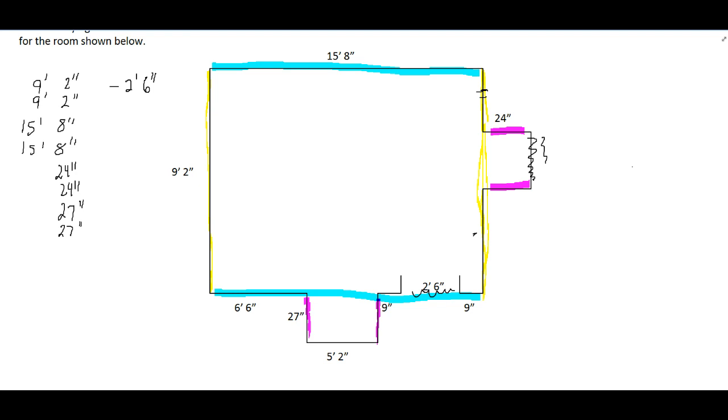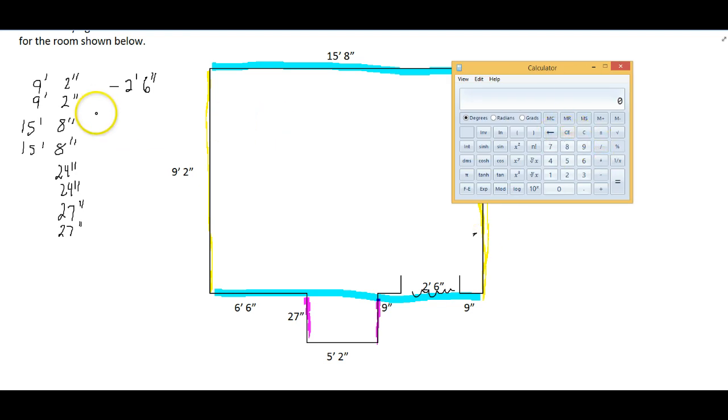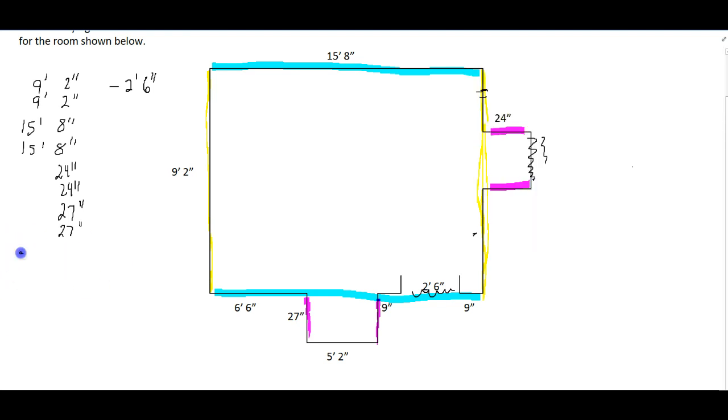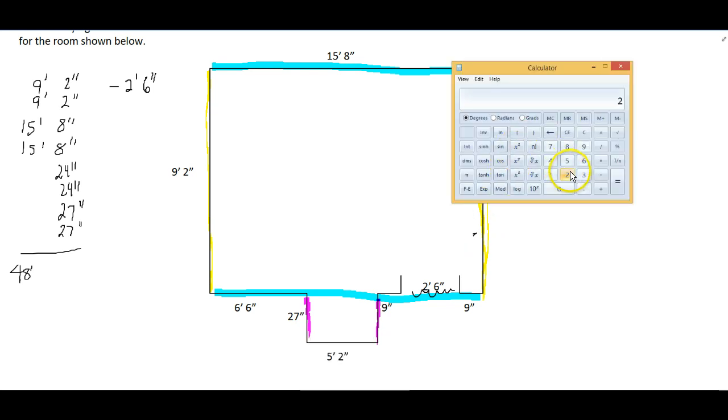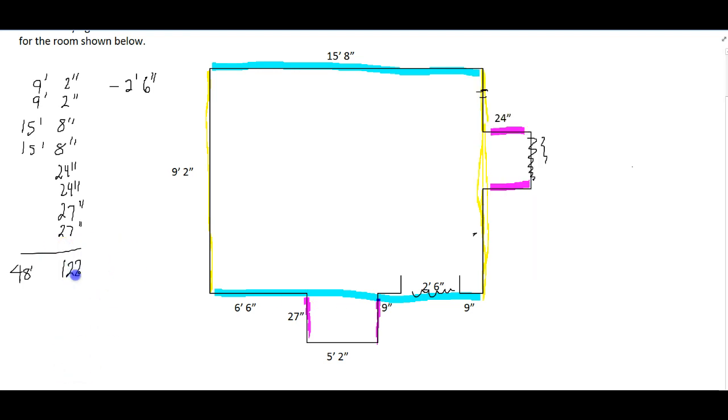So now let's pull up our calculator, clear that off, and we're just going to deal with the feet. So I have 9, 9, 15, and 15. So 9 plus 9 plus 15 plus 15. And so, just in terms of our feet measurements, we have 48 feet. The apostrophe indicates feet, and the two apostrophes indicate inches. So now let's add up all of our inches. We have 2 plus 2 plus 8 plus 8 plus 24 plus 24 plus 27 plus 27. And that gives us 122 inches.